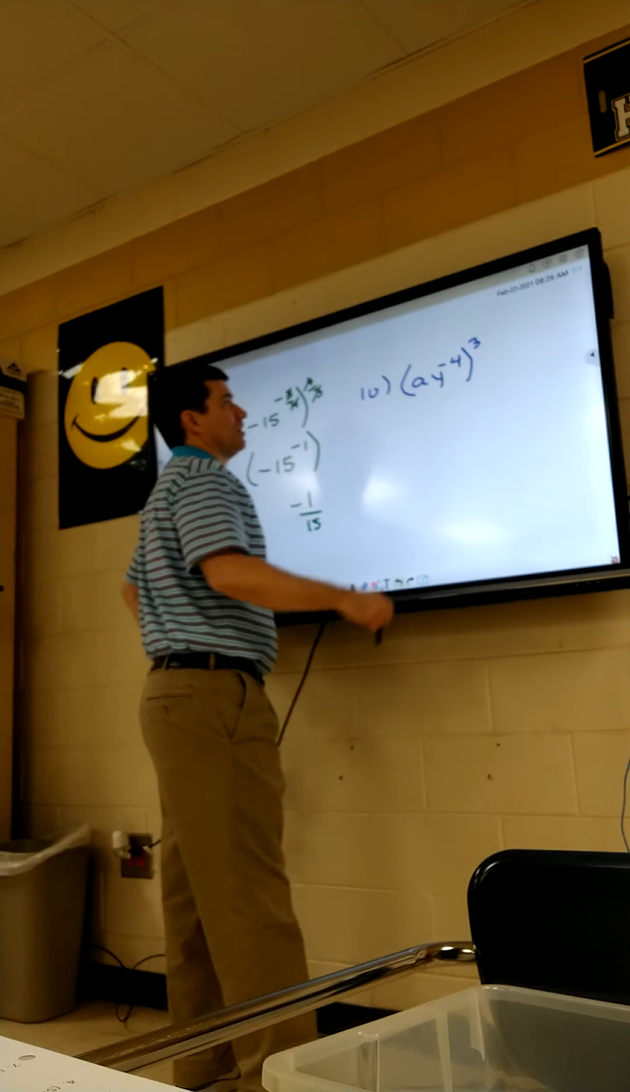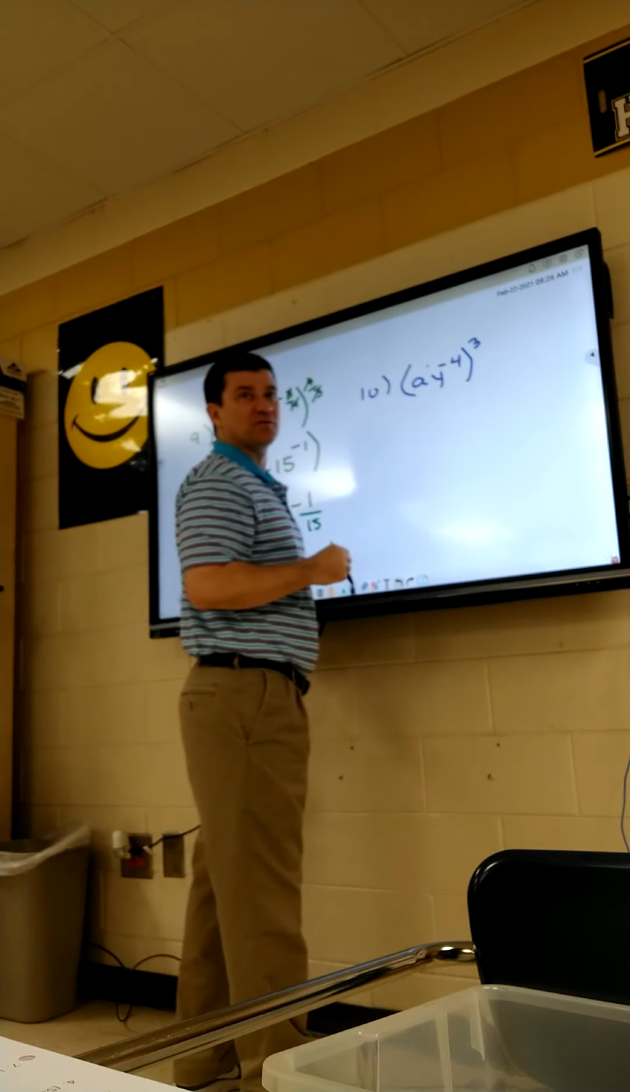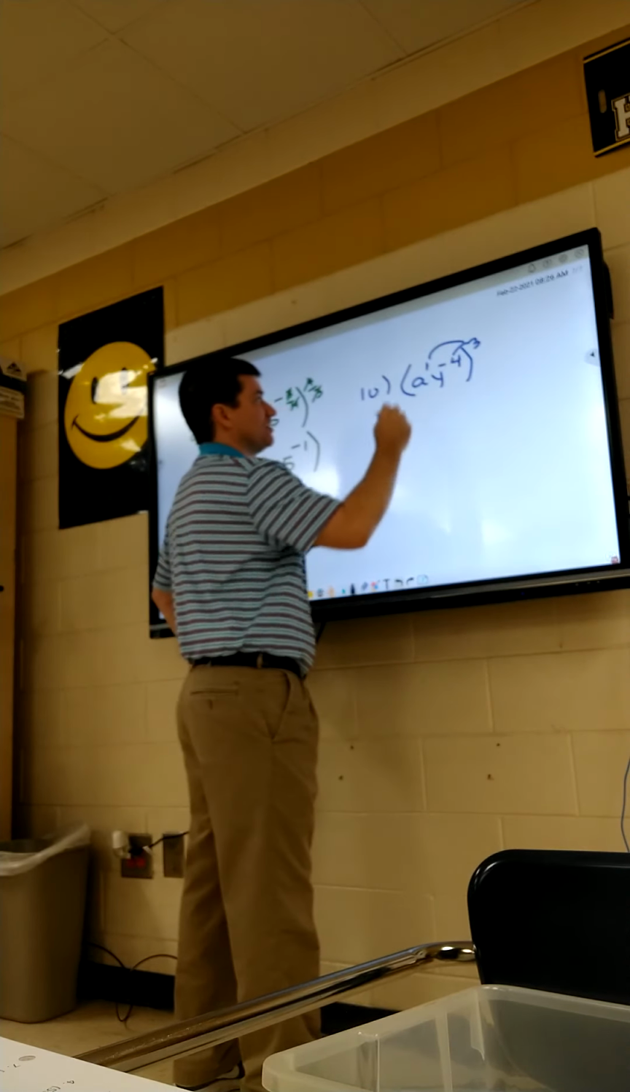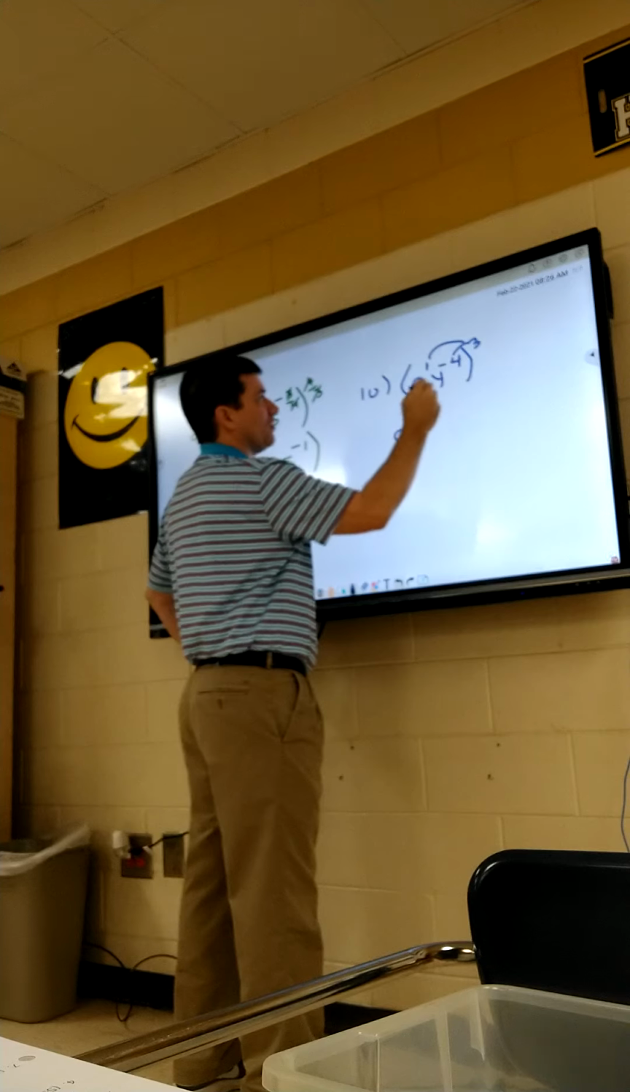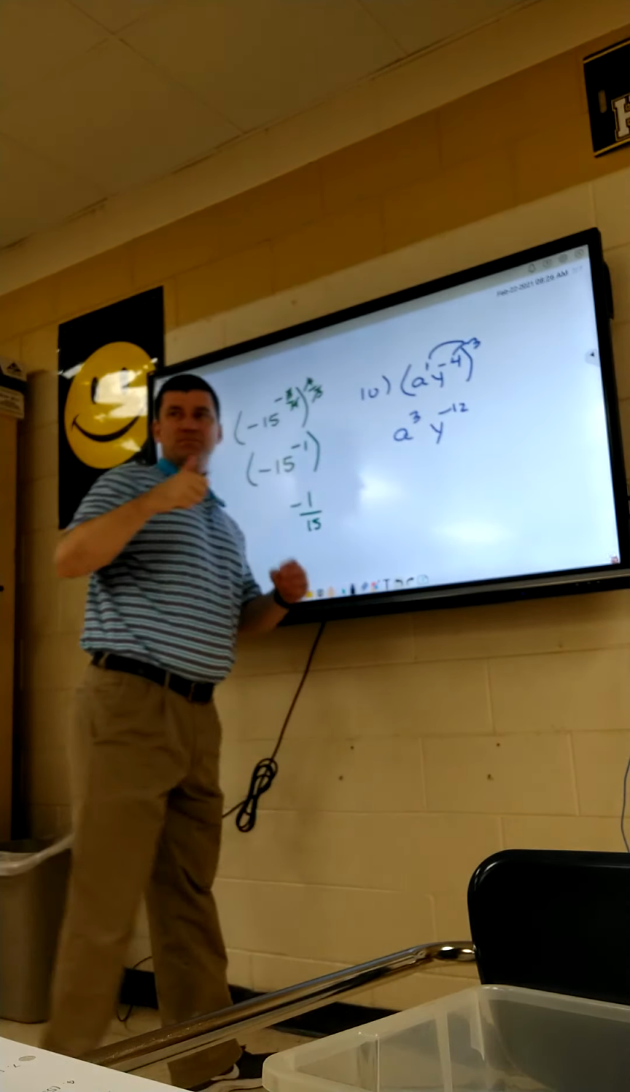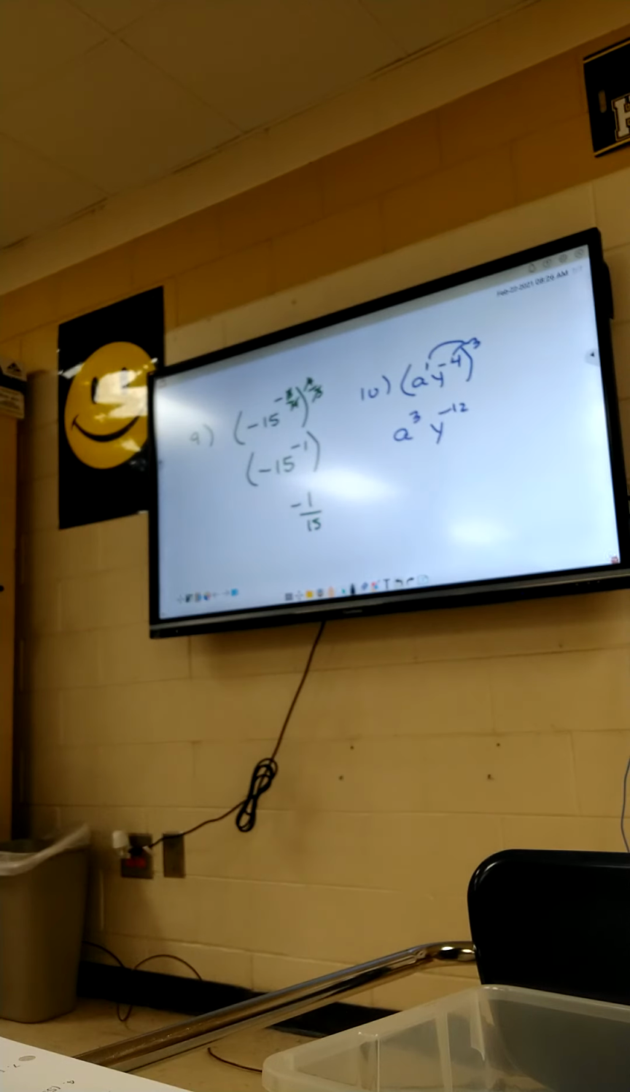Multiply the exponents. What exponent's over the A right now if you don't see one? 1. Alright, so all y'all gotta do is distribute. So that'll be A to the third, Y to the negative 12. Everybody good? Now, there's something wrong with this problem. You can't have a negative exponent in your final answer.